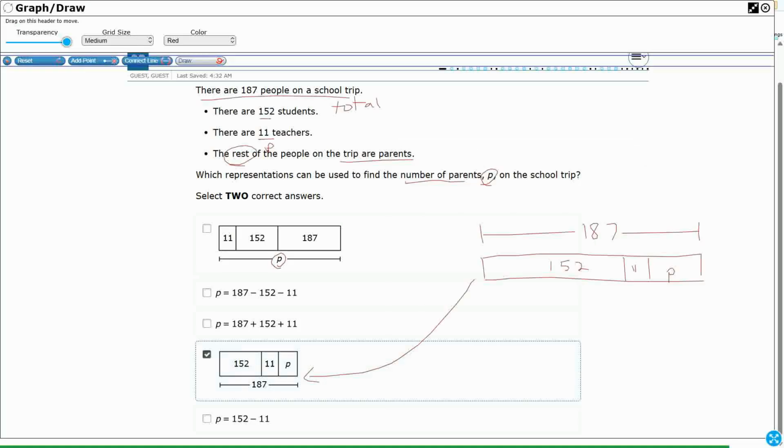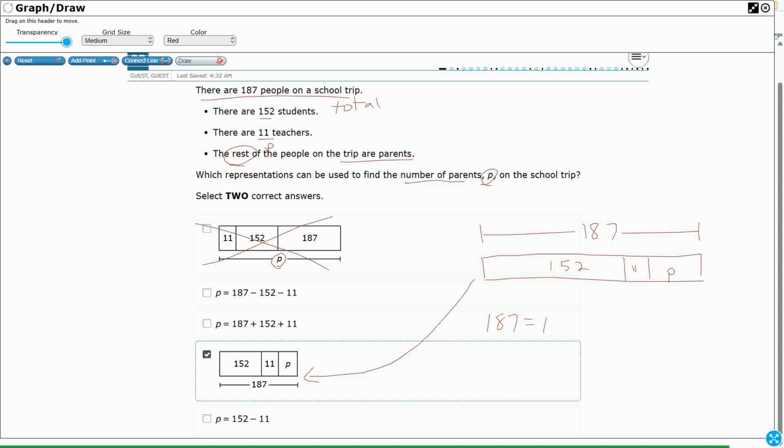Now, we need to find another one that works. This one doesn't work because they show two totally different things. Let's look at our equation. Well, I can say that 187 equals 152 plus 11 plus P. But I need to find the number of parents. So how would I find the number of parents? That just sets up both of those as equal. Well, what could I do?